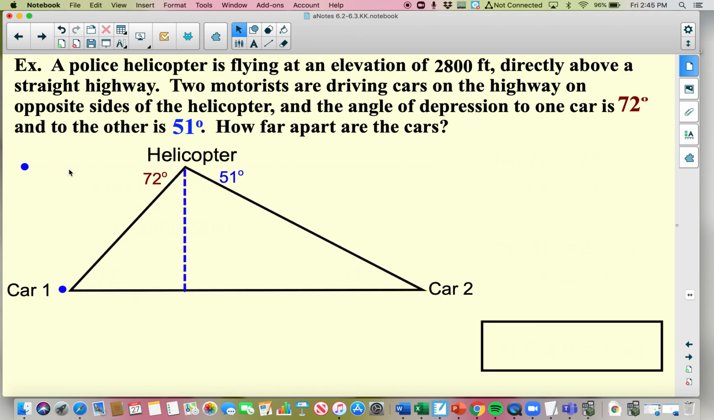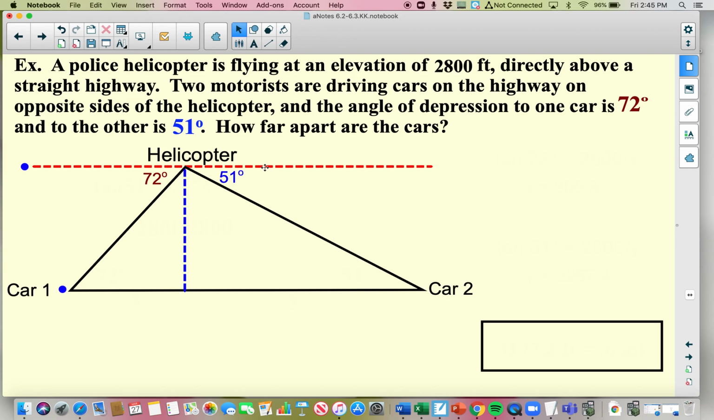All right, so I have the helicopter up here, and then I have car 1, car 2. It says they're on opposite sides. Angle of depression, remember, if the helicopter is looking straight ahead, that's my red line, and angle of depression is looking down to the car. One of those is 72 degrees and the other is 51 degrees. So I have those sketched in.